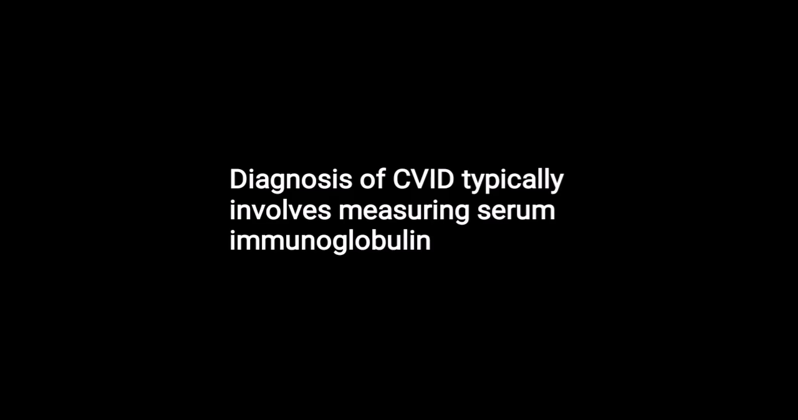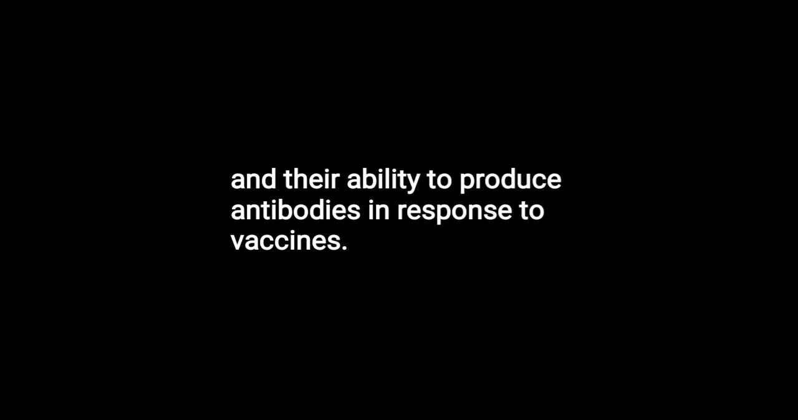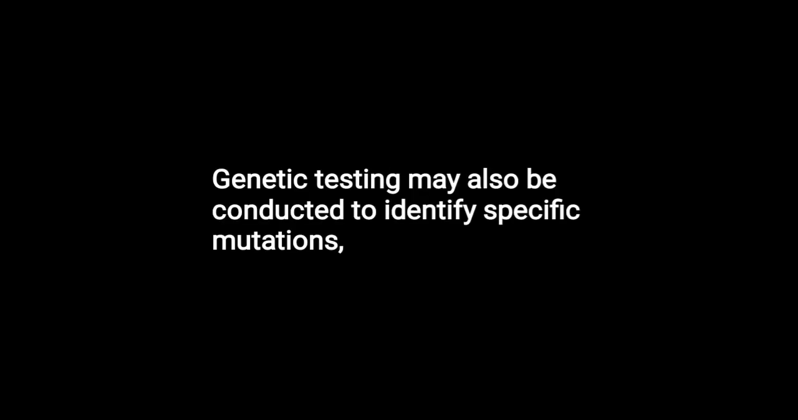Diagnosis of CVID typically involves measuring serum immunoglobulin levels, which reveal low levels of immunoglobulins. Additionally, tests may be performed to assess the functionality of B cells and their ability to produce antibodies in response to vaccines. Genetic testing may also be conducted to identify specific mutations, although no single genetic cause has been definitively linked to CVID. A thorough clinical evaluation is essential to rule out other immunodeficiency disorders and to confirm the diagnosis.